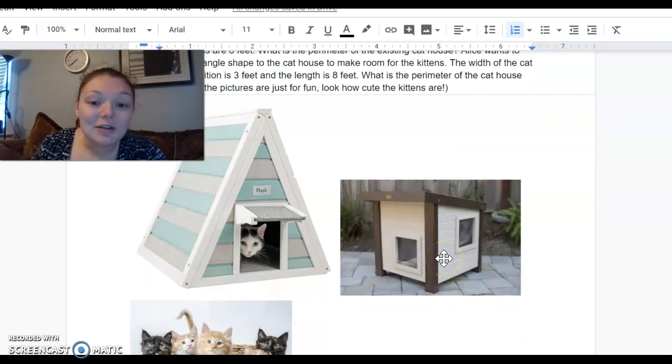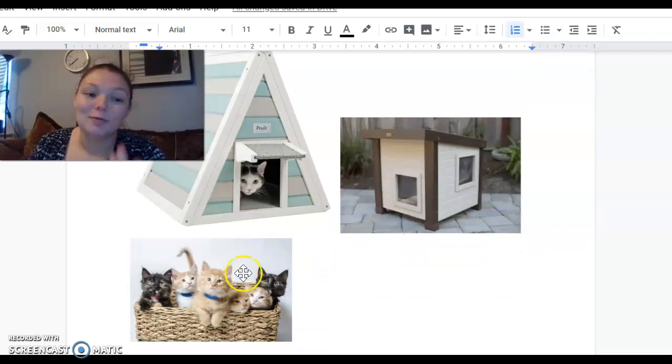And then just look at these cute kittens. The pictures are just for fun. I just wanted to show you how cute these kittens are. They're fake kittens. I found them on Google, but look how cute.